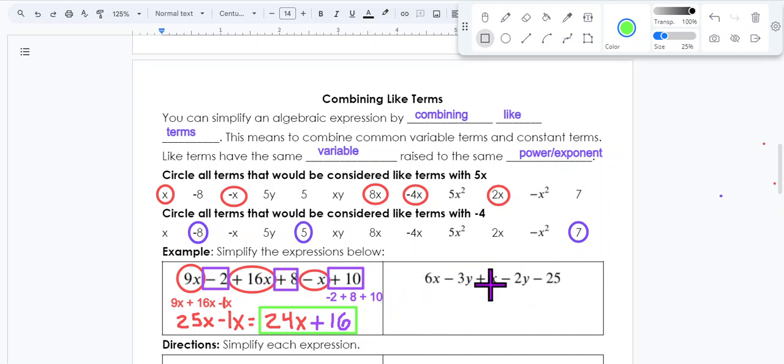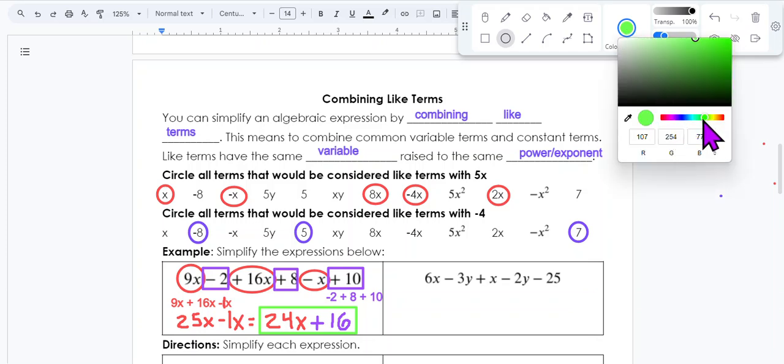Okay, so I told you, standard form is you do your variables first, and then you want to put them in alphabetical order. Okay, so alphabetical order. So I'm going to do, I have x's there and I have y's there.